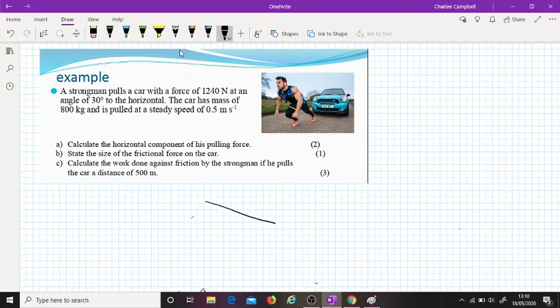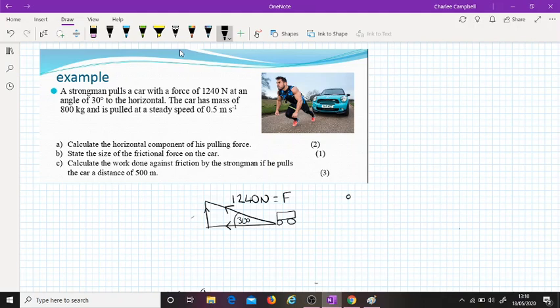So if you just draw, obviously this is our horizontal reference point, which is the ground. We've got he's making an angle of 30 degrees, and then the car is here, and that's the rope that he's pulling with, and the force is 1,240 newtons. So as you can see, we've got an angle and we've got our resultant force. So what we need to do is resolve it into the horizontal and vertical plane.